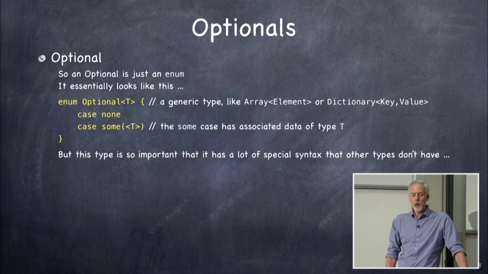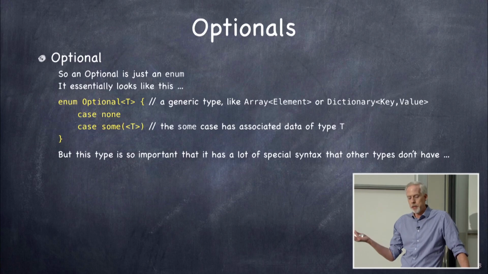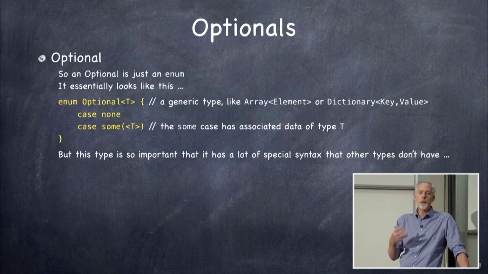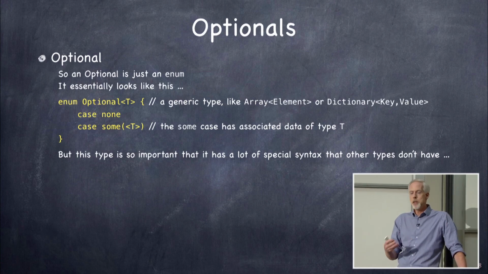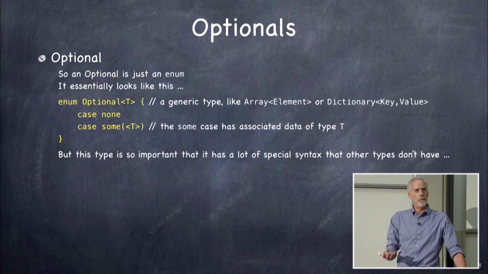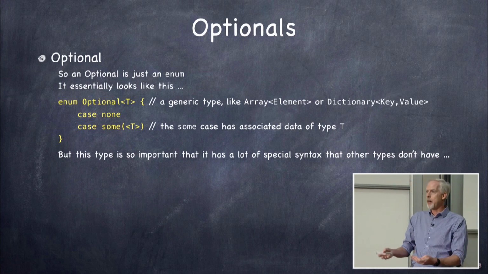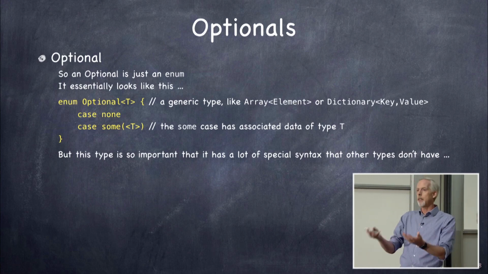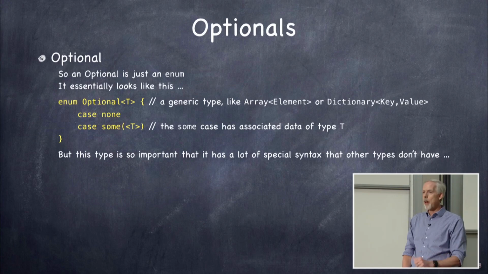Very simple. So an optional then is just an enum. It looks like this, kind of conceptually. Okay, it's an optional. It's a generic type, like Array is. Okay, array can have anything in it. An optional can be an optional Int, an optional String, whatever. It's a generic type. And it has 2 cases in the enum. The case none, which is not set, nil. And the case some, in which case it has some associated data of that type. So an optional Int, that would be an Int.